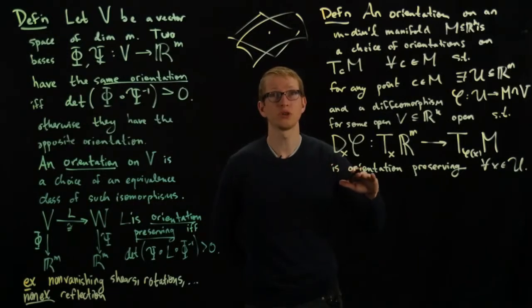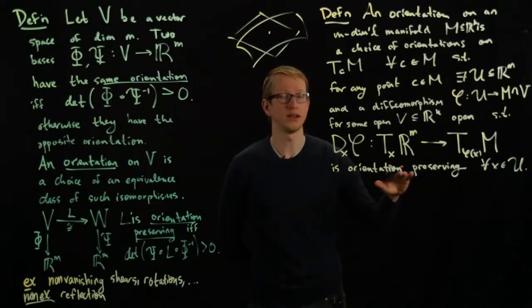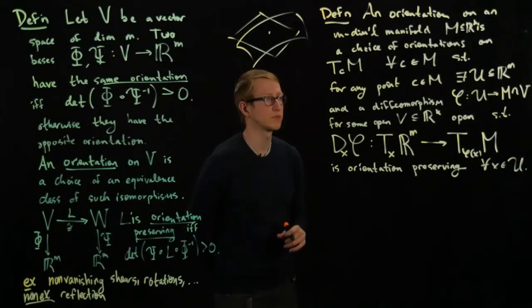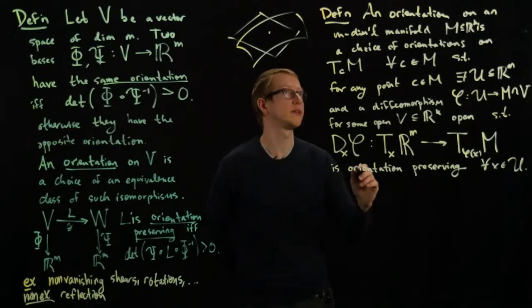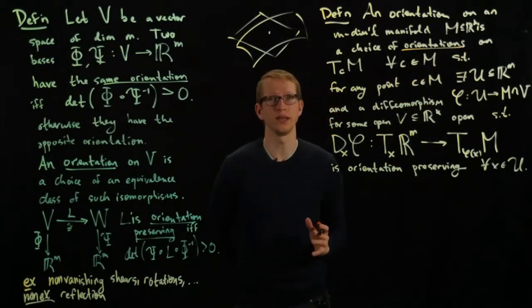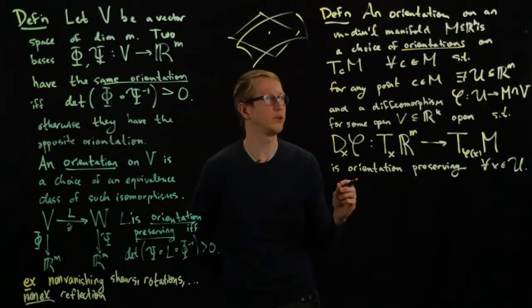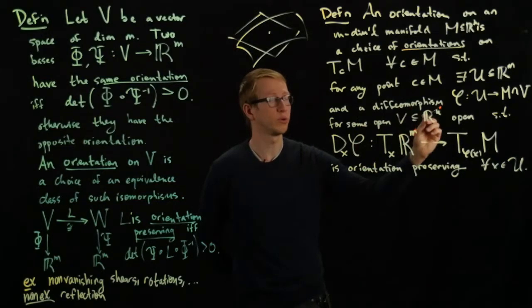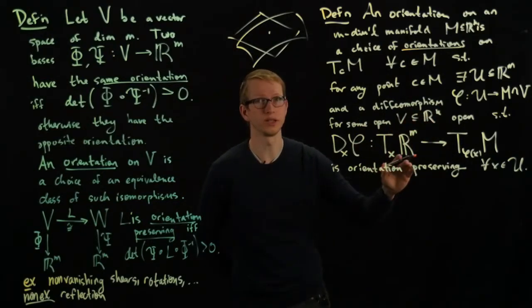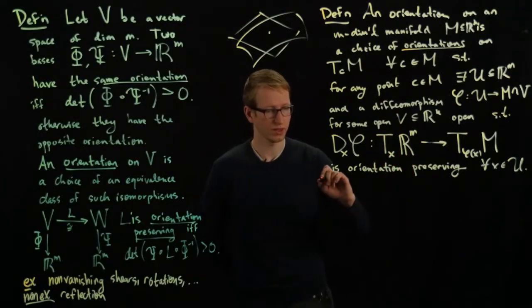We don't assume anything like that because we're taking an equivalence class of such vectors. It's a much smaller requirement to ask that a linear transformation be orientation preserving. So this is the definition of an orientation on a manifold M. If we can do this at every point and we know that there's a chart, a coordinate system that preserves the orientation under the usual orientation of Euclidean space.